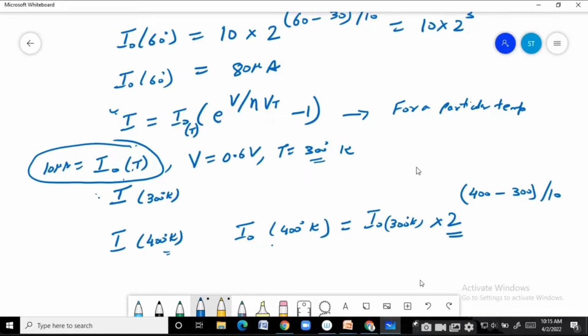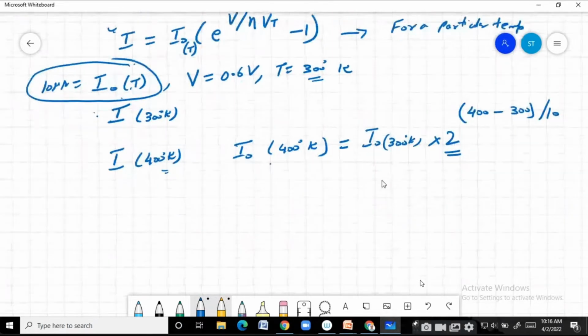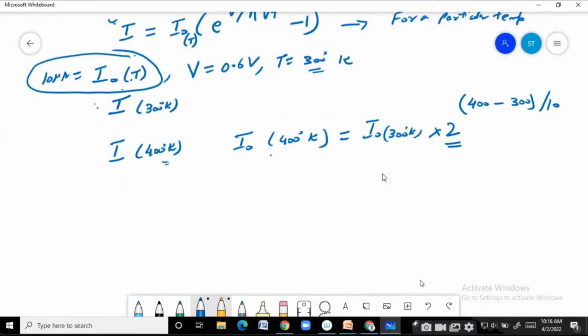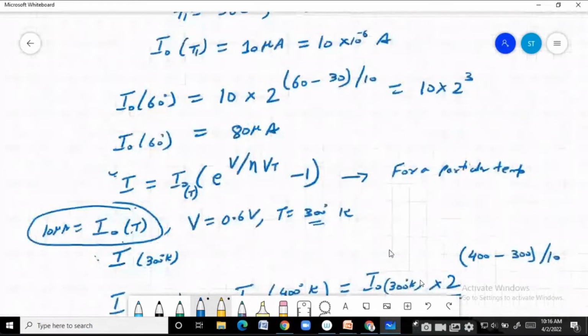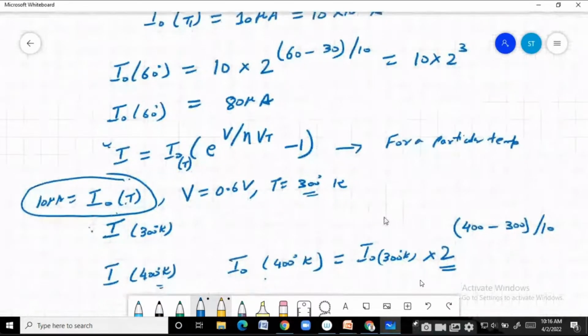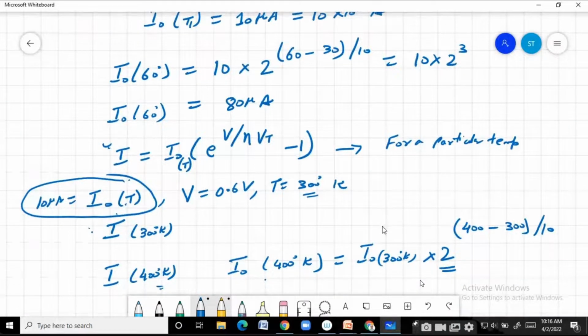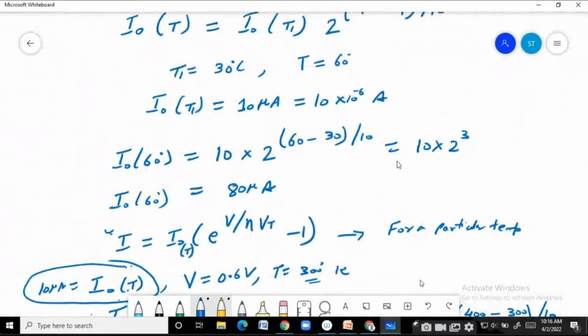Okay, so you got it. What is the importance of this equation? Sir, can you explain this once again? Sir, actually, this is a bit confusing. Which part do you want to see? Sir, the last part in which you have told the equation I equals to I naught. Yeah, I will again come back to this equation.